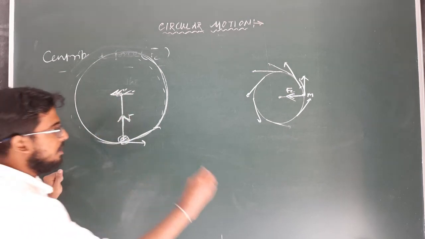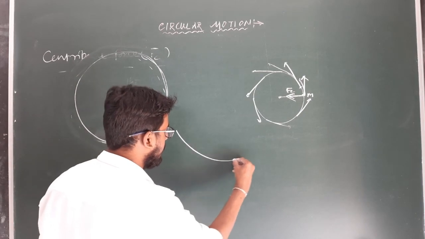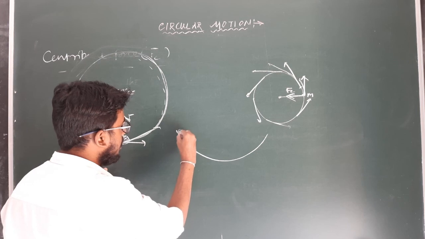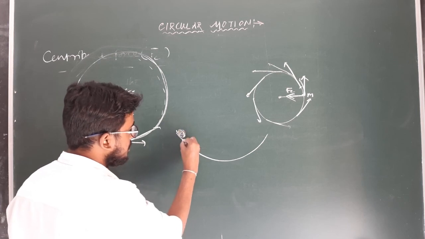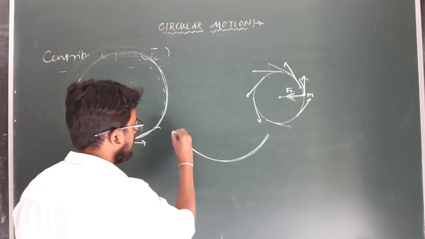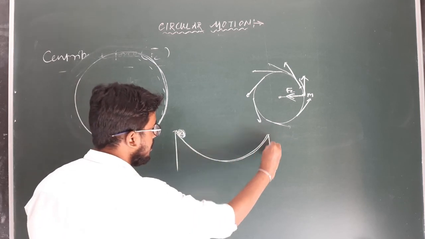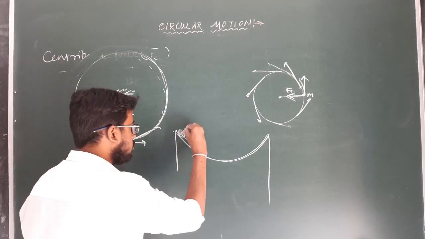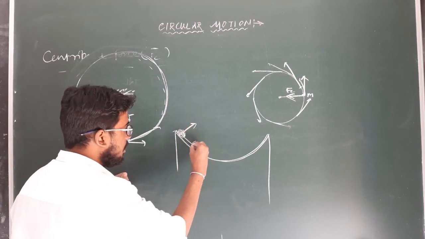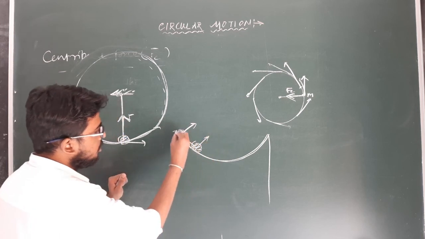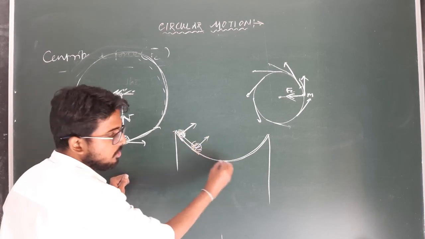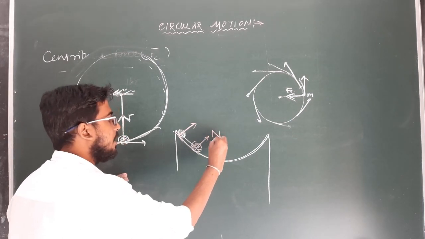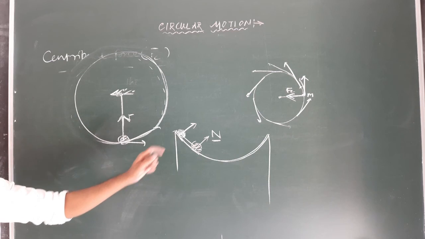Clear? Similarly, if a ball moves along a semicircular path like this, okay, this is a semicircular path and the ball is moving along this direction. So at each and every instant, the force which is executing this circular motion is the normal reaction force acting on the ball due to this contact surface. So here the required centripetal acceleration is provided by the normal reaction N.